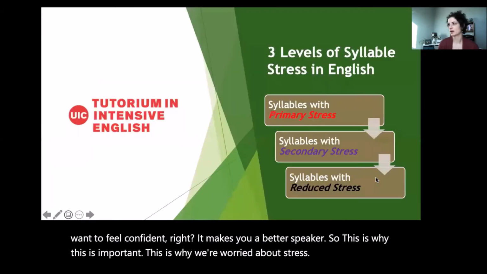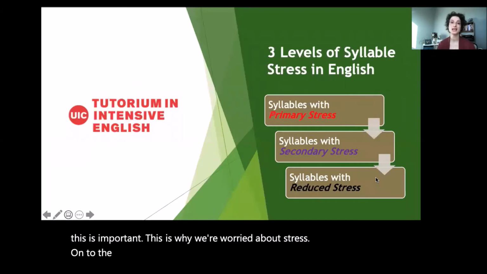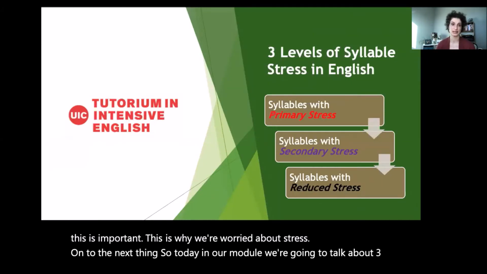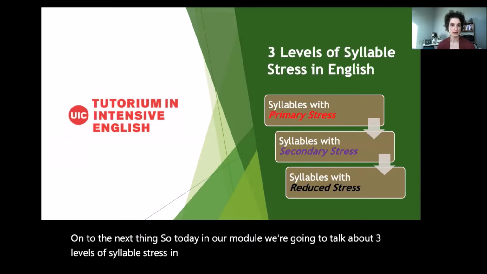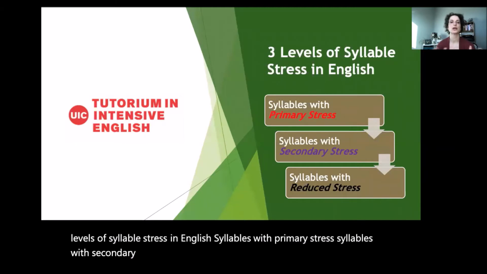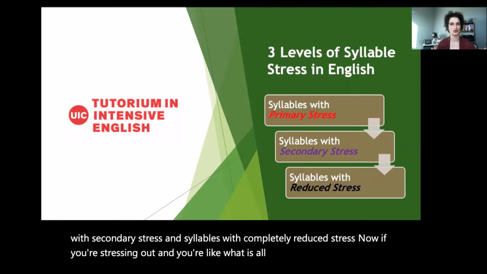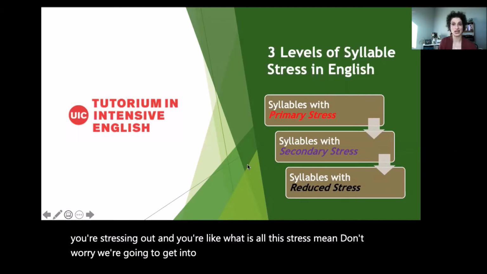Okay, on to the next thing. Today in our module, we're going to talk about three levels of syllable stress in English: syllables with primary stress, syllables with secondary stress, and syllables with completely reduced stress. Now, if you're stressing out and wondering what all this stress means, don't worry. We're going to get into some details in the next few slides.